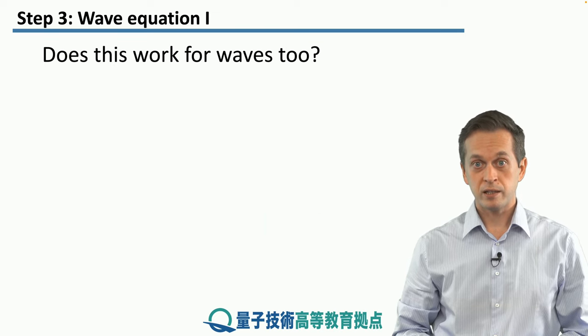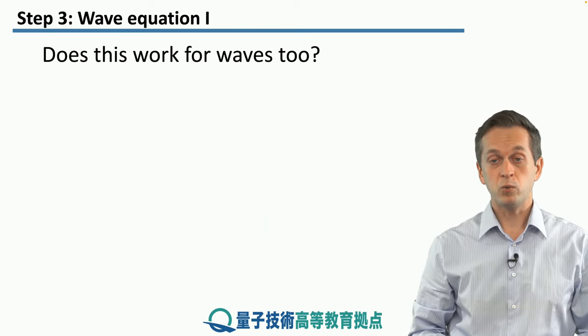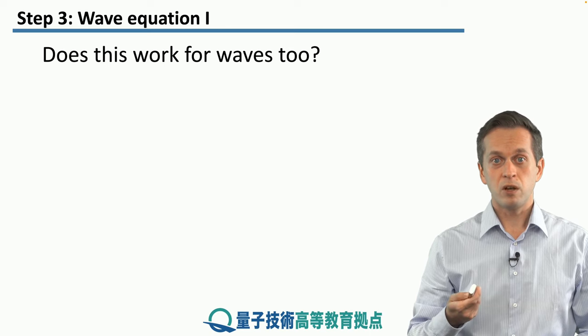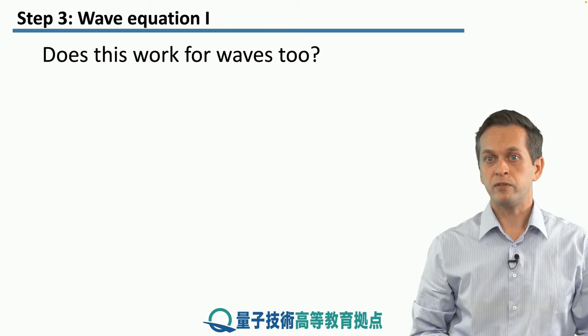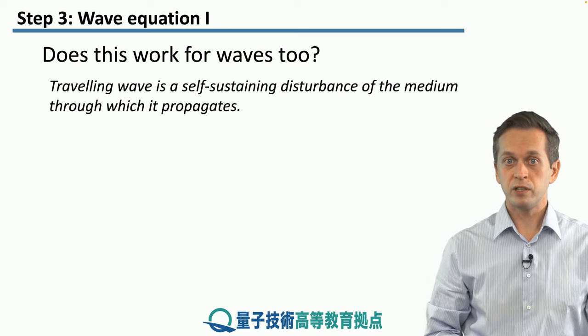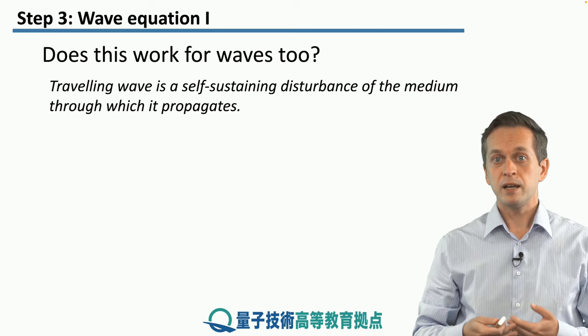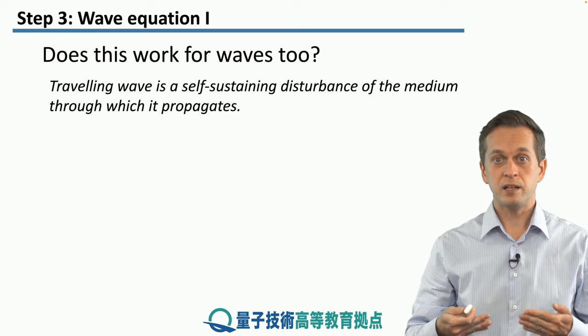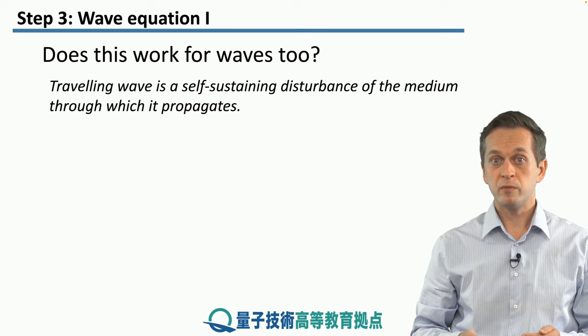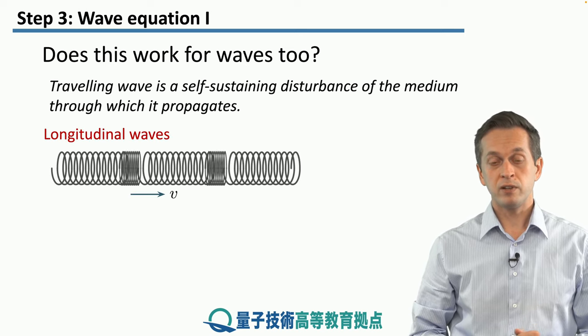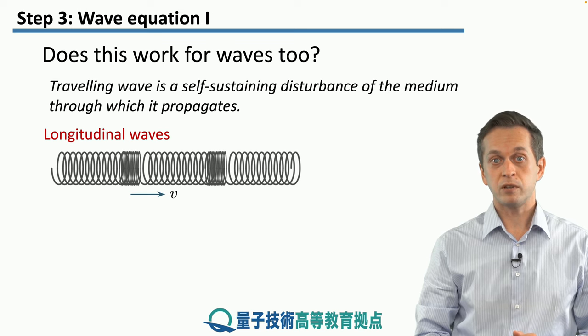So can we apply the same logic to waves? Well, first of all, how do we define a wave? A good first definition is that a wave is a traveling, self-sustaining disturbance of the medium through which the wave propagates. And we can roughly have two types of classical waves.